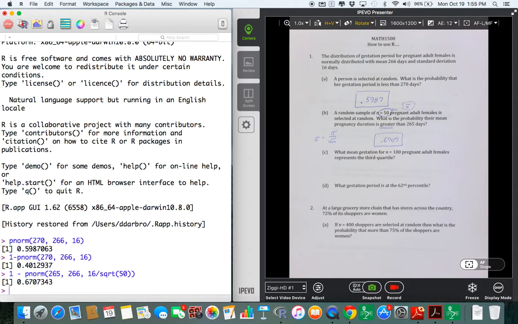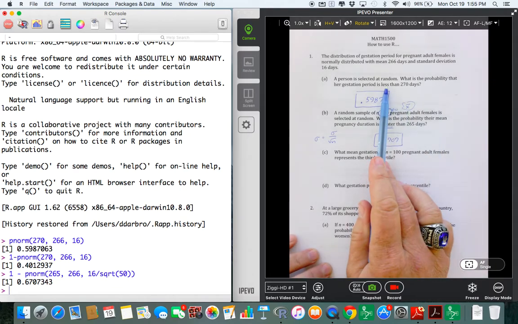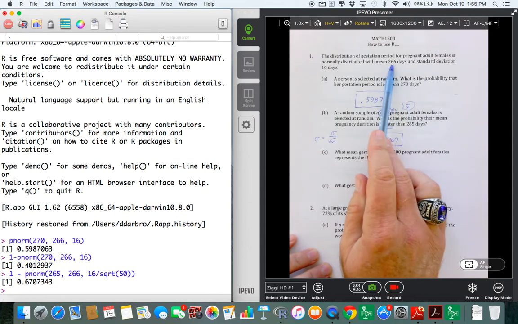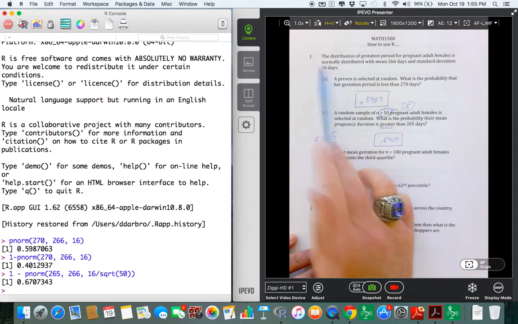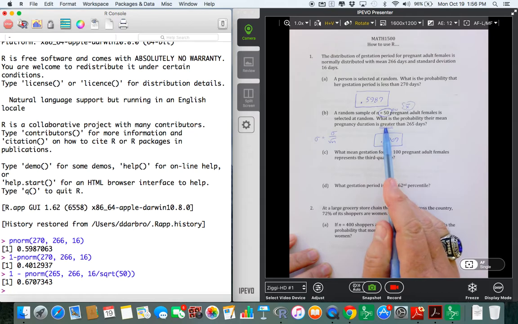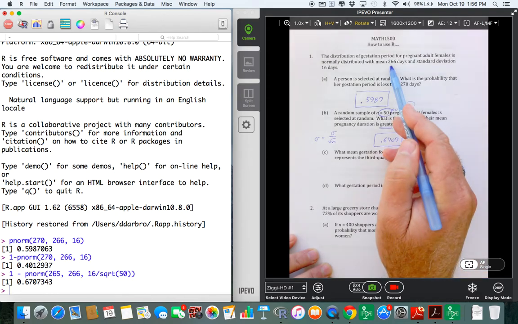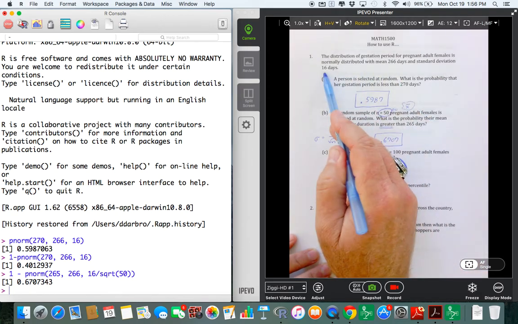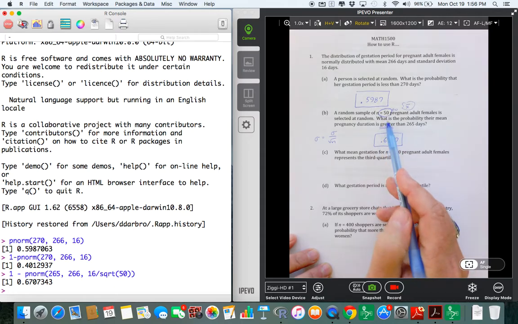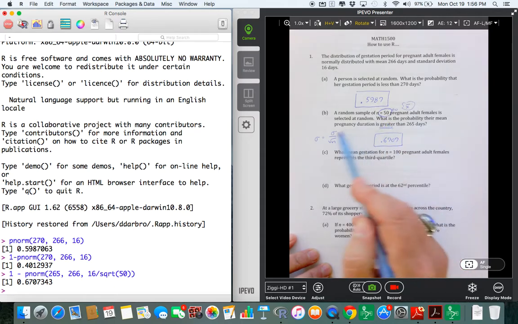Cool? I think so. I think it's easier. Just remember again, less than, just put in the score, put in the mean, put in the standard deviation. Greater than, subtract from 1. But you still put in the score, the mean, the standard deviation. But when you take things more than 1 at a time with these types of problems, you have to divide by the square root of n.